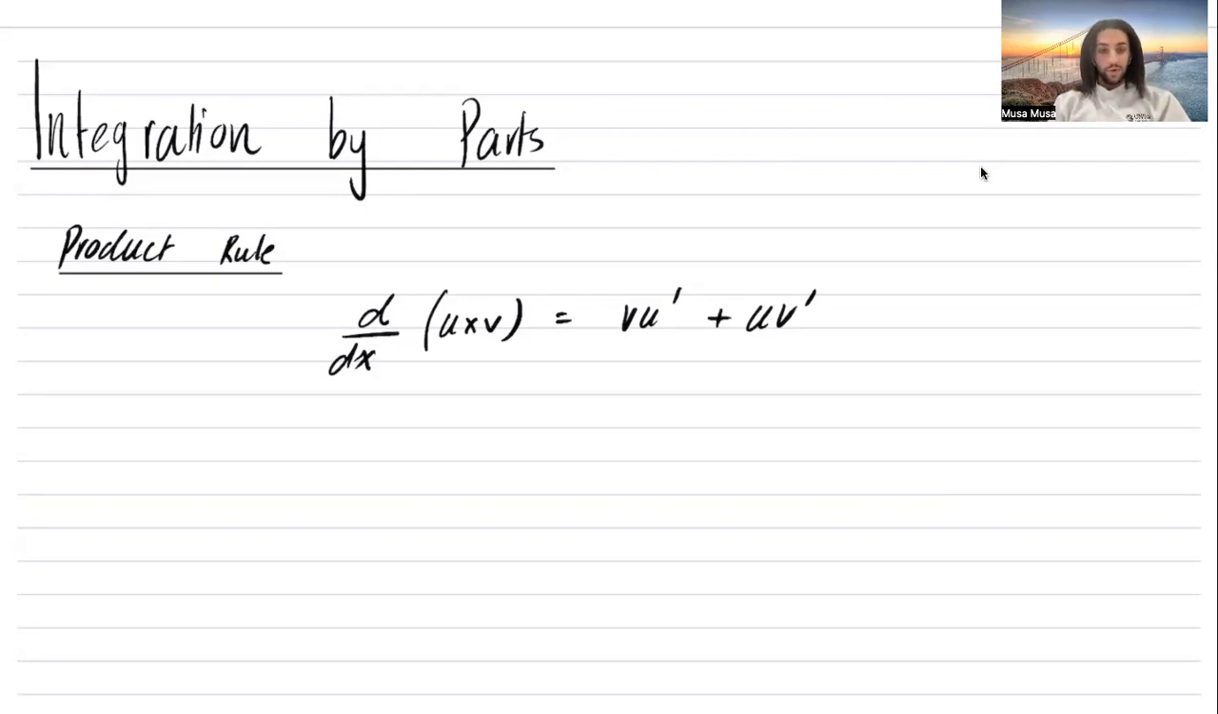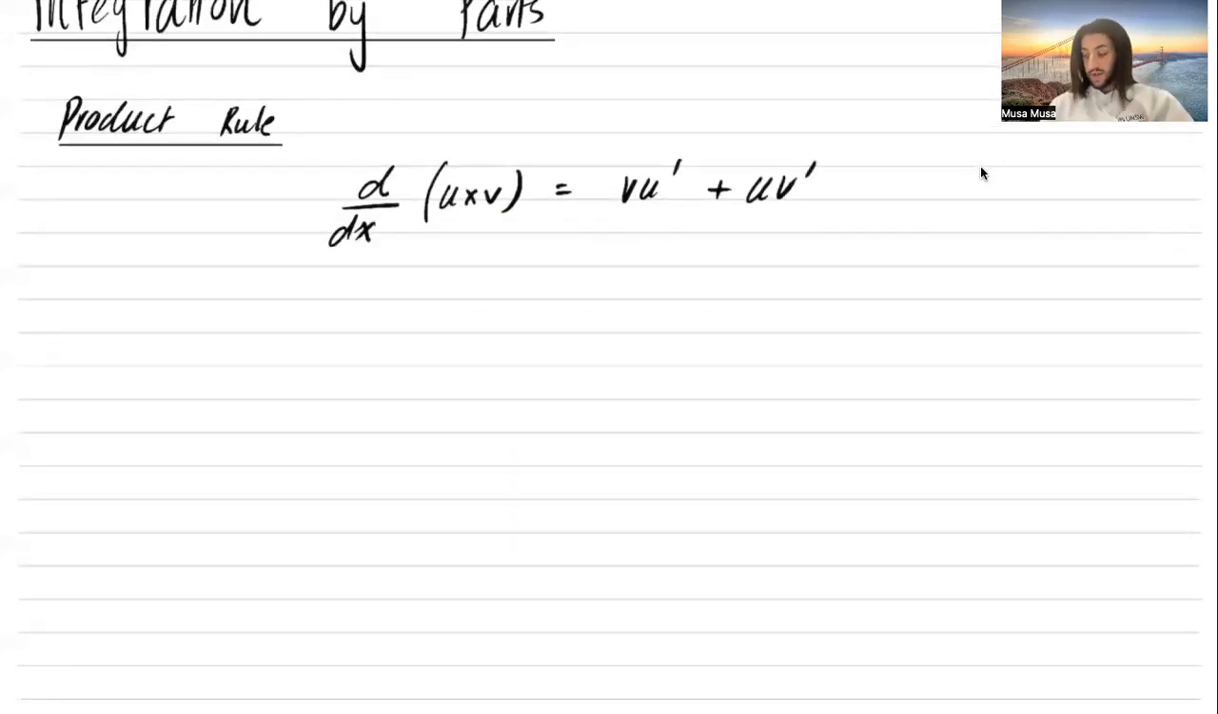So we're going to start off with product rule, and it says if you have the derivative with respect to x of u times v, where u and v are both functions of x, so you could even have it as u of x and v of x, then it's going to equal v times u dash plus u times v dash. So yeah, okay, sick.